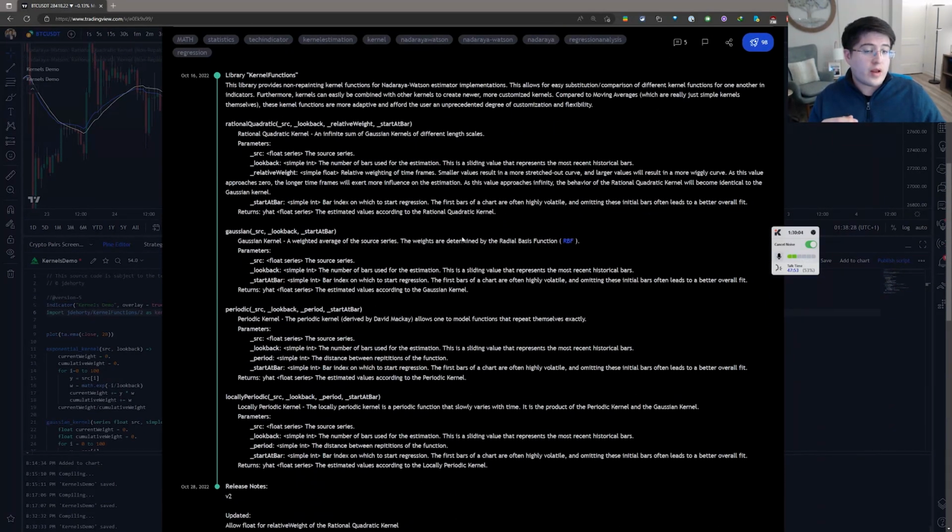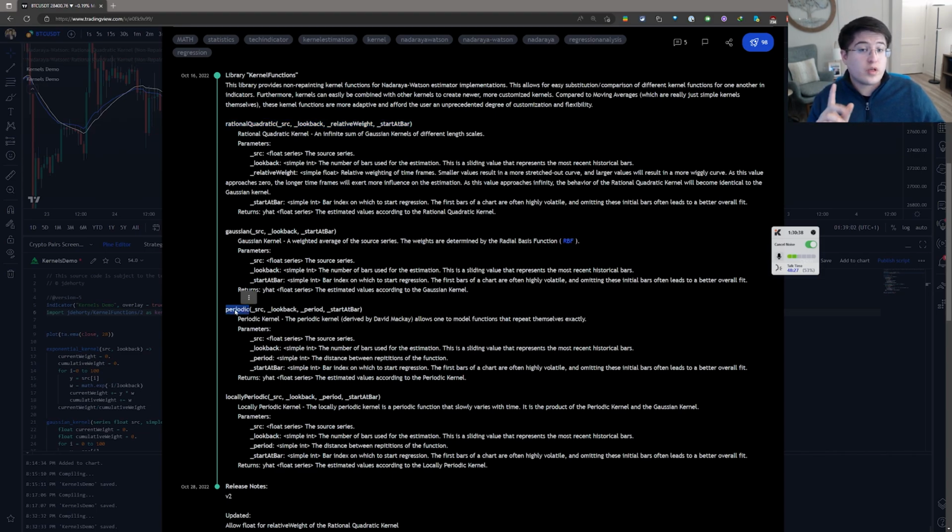Right now I'm continuously adding to it, but I have the rational quadratic kernel, which is honestly, if the Gaussian kernel is like a moving average on steroids, this thing is like a Gaussian kernel on steroids, because it's like an infinite sum of Gaussian kernels, and you can actually affect how much they contribute to the overall weighting. So this is a really powerful one. I think in my next video, I'm going to focus on this one specifically and how you can use it. It's also the one that I use in my Lorentzian classification indicator. So I think a lot of people do have questions about it, so I'll focus on that in the next video.